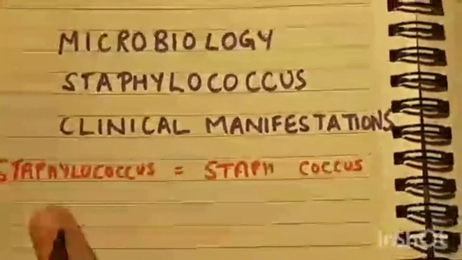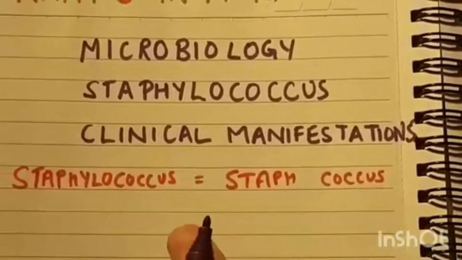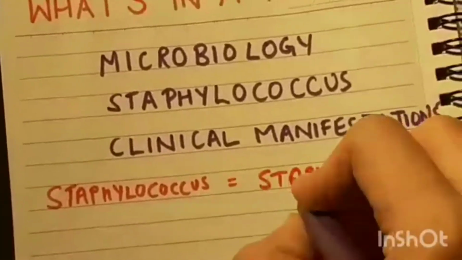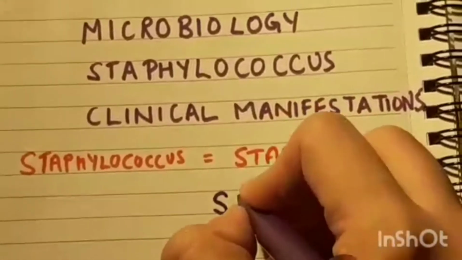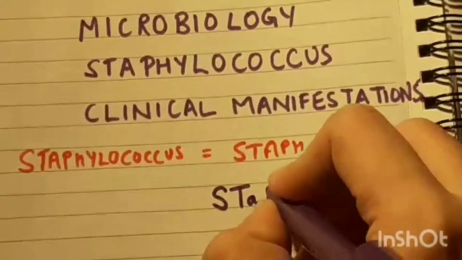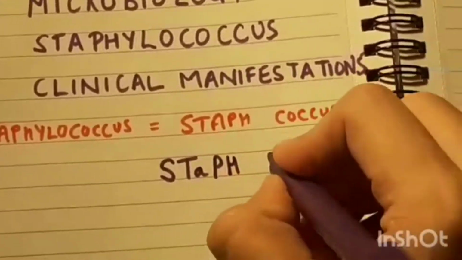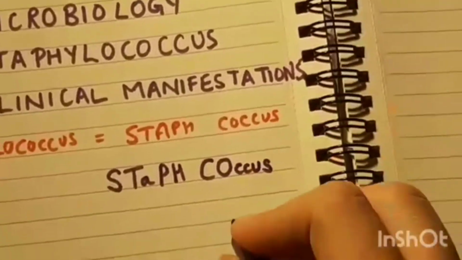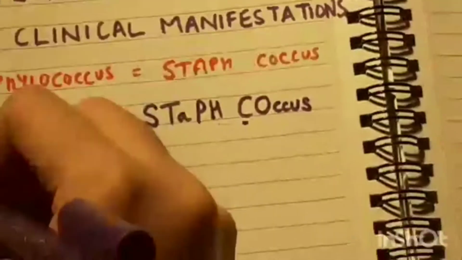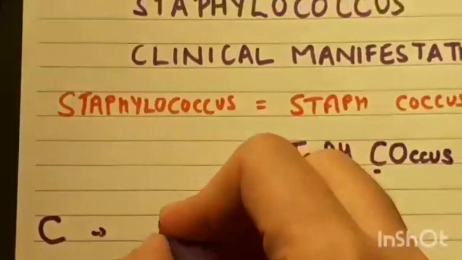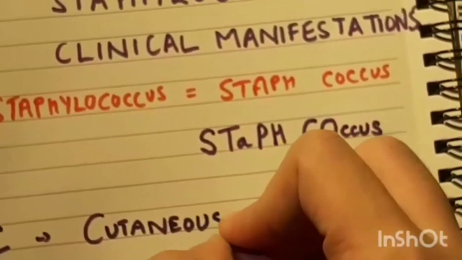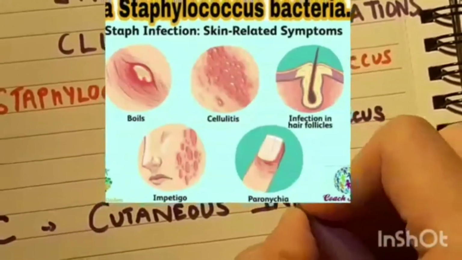So we'll take the word Staphylococcus, we'll divide it into two words, staph and coccus, and we'll take the important required ones. We write in capital S T P H C O. Let's first start with letter C. C stands for cutaneous infections, which is skin and soft tissue infections.